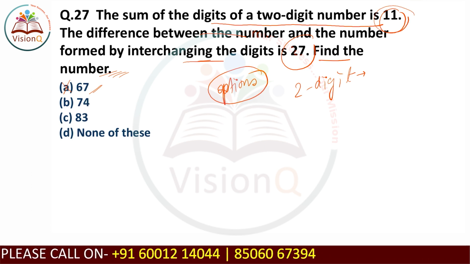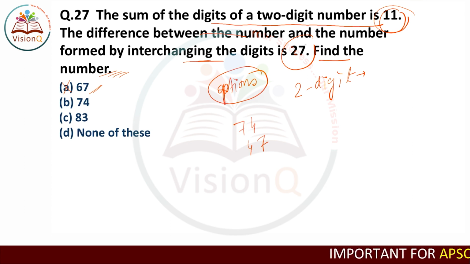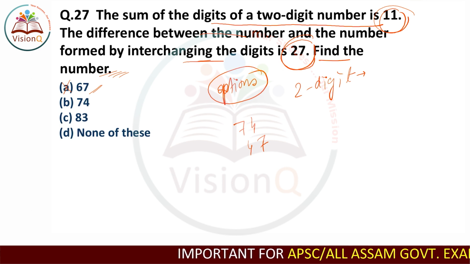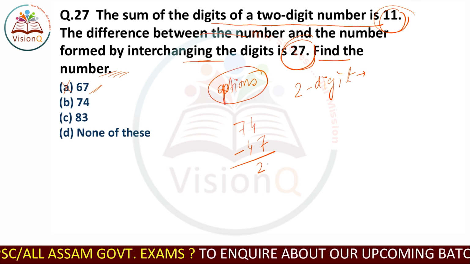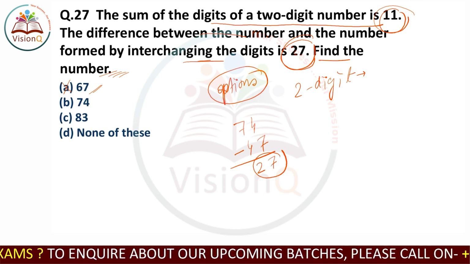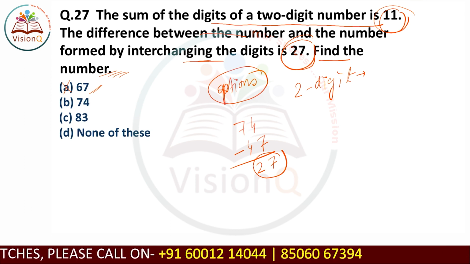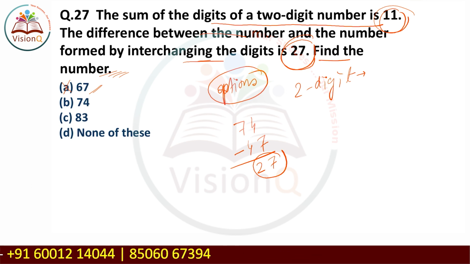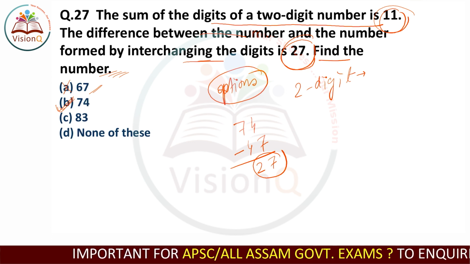Now again one condition is given, isn't it? The next condition is that the difference of this number 74 and the reverse number 47 should be 27. So I need to check whether the difference of 74 and 47 is 27 or not. If I subtract these two numbers, I get 27 only. So this option satisfies both given conditions in this particular question. That means the sum of the digits is 11 and the difference of the number and the reverse number is 27. The right answer of this question is option number B, which is 74. So such questions can be done in a very easy way by working from the options.